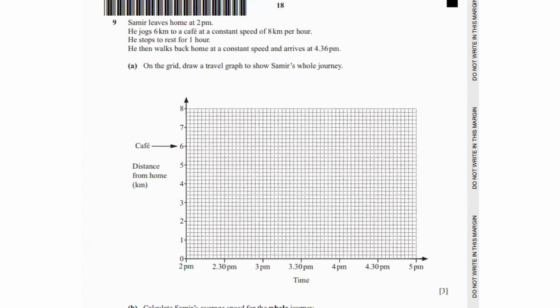So if he's traveling at a constant speed of 8 kilometers per hour, he's jogging for 6 kilometers. 8 equals 6 over time. So time would be 6 divided by 8, and that is equal to 0.75. So that's 45 minutes. So that means he stops at the cafe at 2:45. So we need to draw a line at 2:45. So that's 2, 3, 4, 5. That's in the middle.